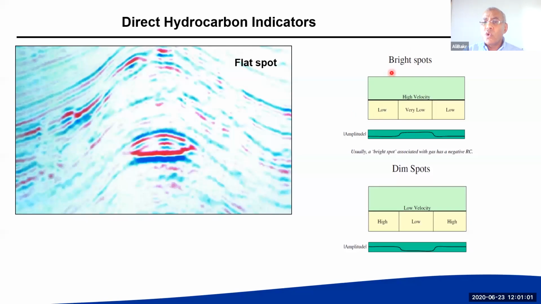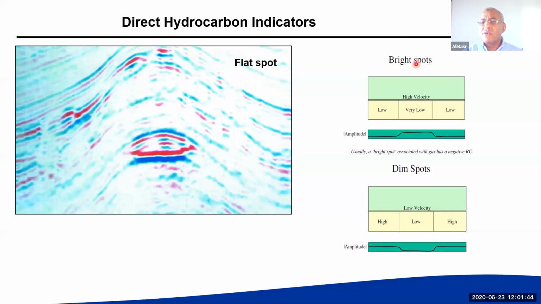Also, what we call bright spots and dim spots. There are areas on the seismic that are very bright. Actually, it's almost flat, but it's also bright. This brightness tells you that this area has something different than that area, and this is what we call a bright spot. So you have an area that has a different behavior between the up and down. Here is high velocity, here low; here high velocity, here low; here is very low. When you have something like that, this will give you a bright spot, or vice versa. And also, if you have low velocity over high, low over high, low over high, this will give you a dim spot.